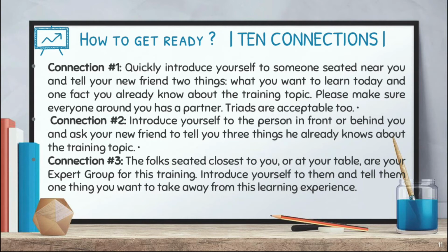Triads are acceptable too. Connection number 2. Introduce yourself to the person in front or behind you and ask your new friend to tell you 3 things he already knows about the training topic. Connection number 3. The folks seated closest to you or at your table are your expert group for this training. Introduce yourself to them and tell them 1 thing you want to take away from this learning experience.